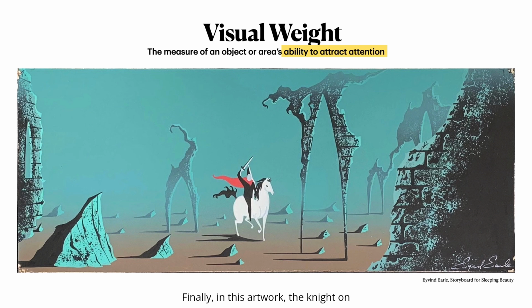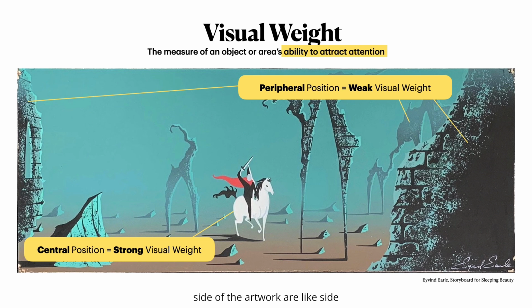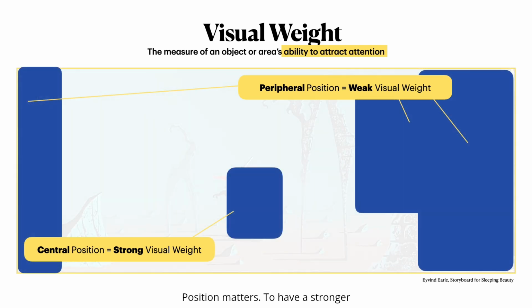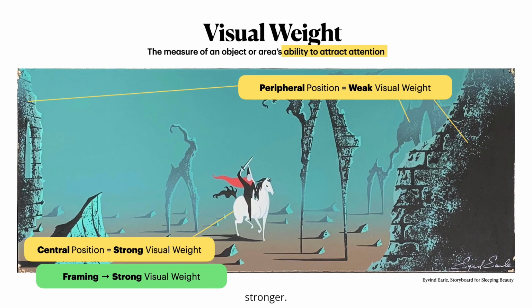Finally, in this artwork, the knight on the horse is in the center of the artwork, so we look at it first. Its central position makes its visual weight stronger. The stone structures at the side of the artwork are like side characters, so they have weak visual weight due to their peripheral positions. Position matters. To have a stronger visual weight, you must be at the center of attention. Framing helps too. If the object is framed by other objects, its visual weight becomes much stronger.